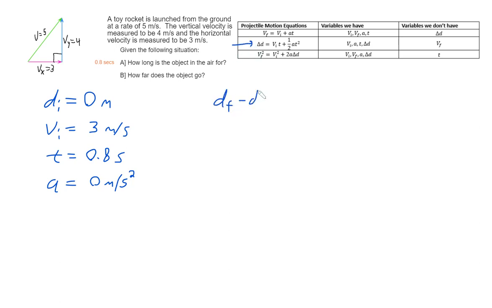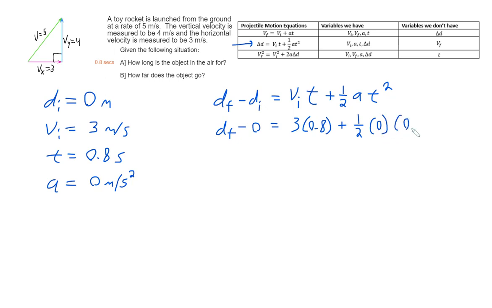Final distance minus initial distance is equal to initial velocity times time plus 1/2 acceleration times time squared. So we have final distance minus 0 is equal to 3 times 0.8 plus 1/2 0 times 0.8 squared. Now what's helpful for doing the math is that this is just going to be 0, because anything times 0 will be 0. So we have final distance is just equal to 2.4 meters.